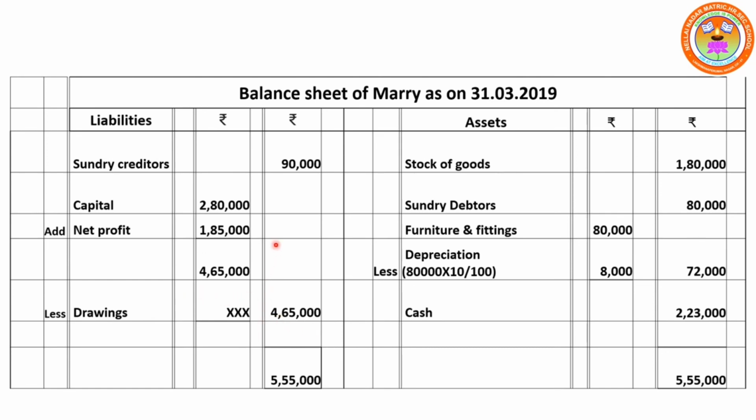Now total it, asset side and liability side. Both sides we should get the same amount. It should balance. Both amounts should balance. 5,55,000 under the liability side as well as the asset side, 5,55,000. Clear? So we will continue the next two sums in the next session. Thank you.